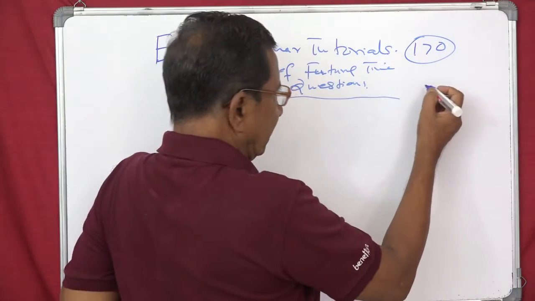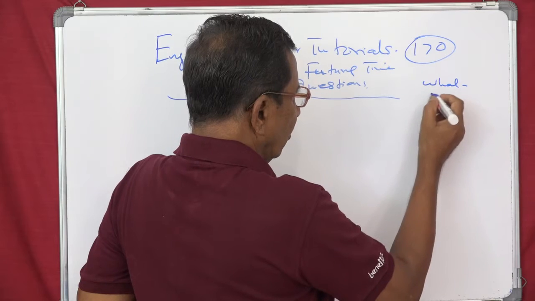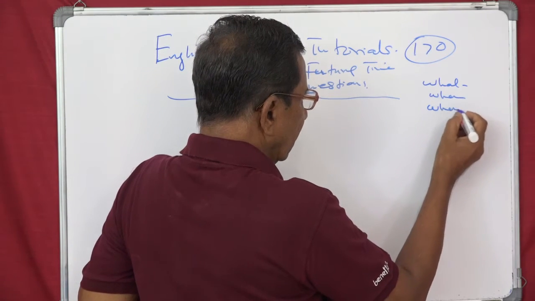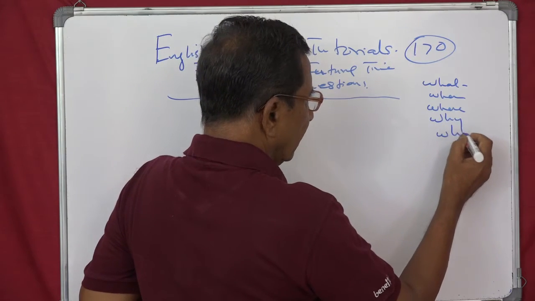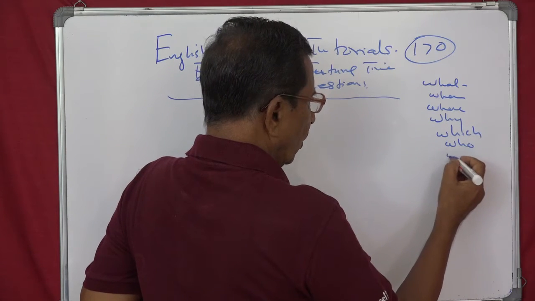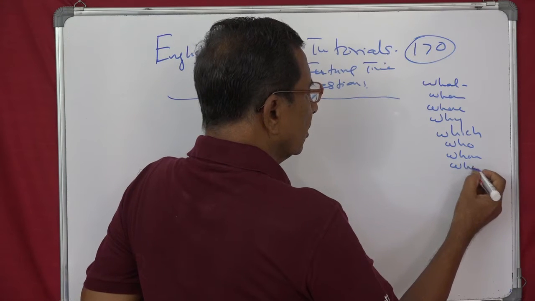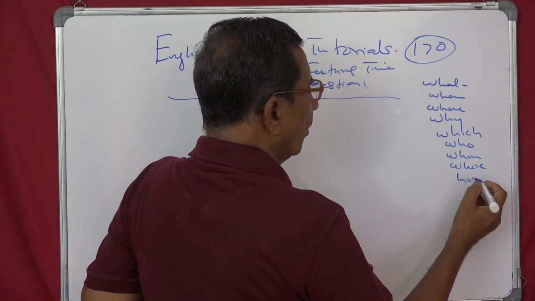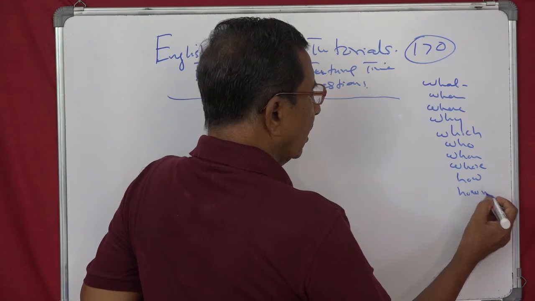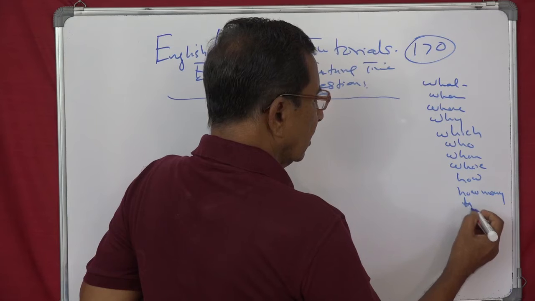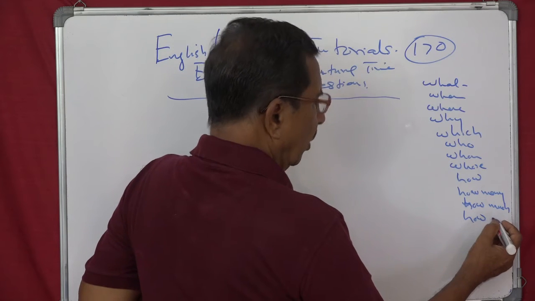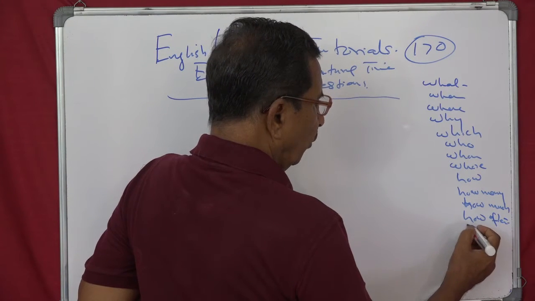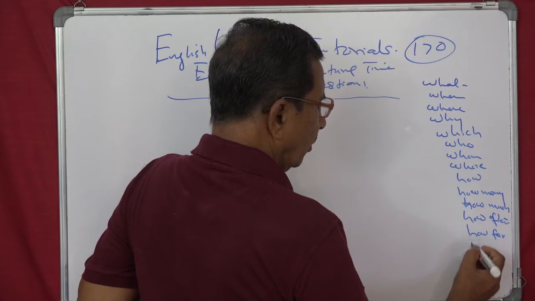You can see the major ones are what, when, where, then you have got why, who, which, W-H-I-C-H, who, whom, whose, how many, how much, how, how often, how far, how long. So these are the WH questions.